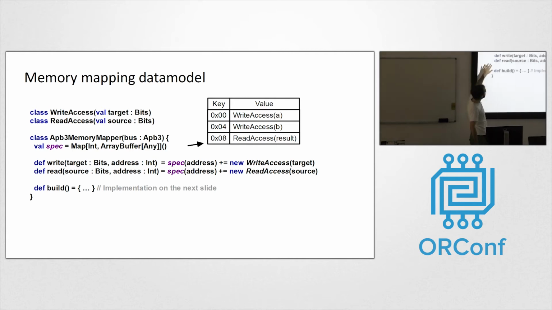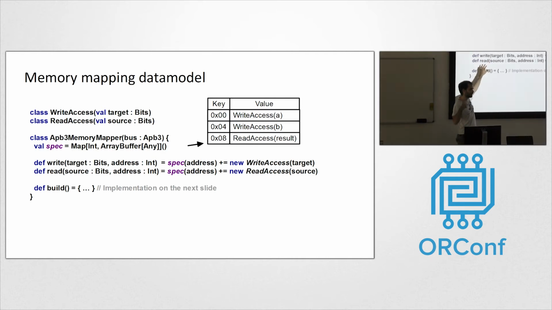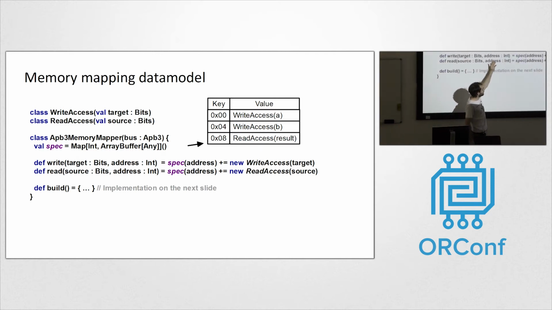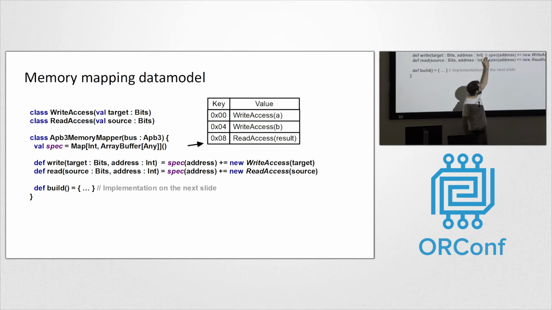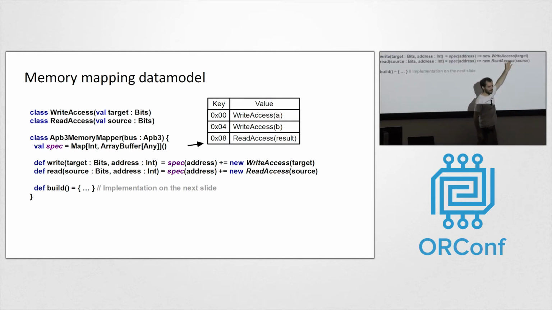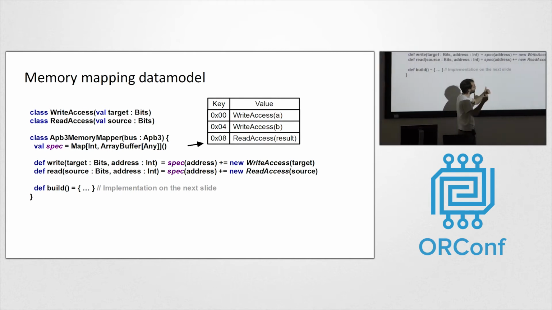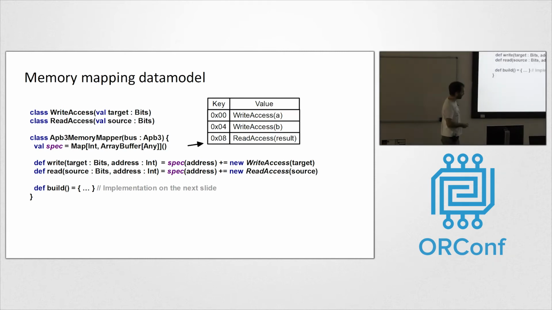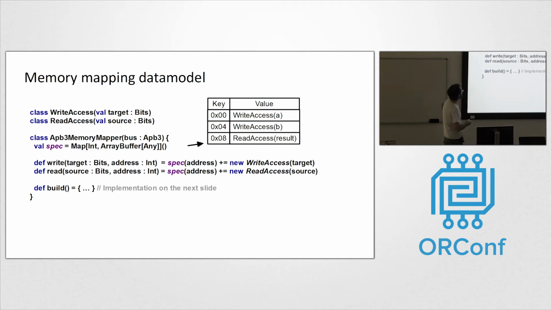Then, for instance, you implement the write function that I called just before in the previous slide, where you say which signal should be accessible at which address in write mode, and then you add in the specification for the given address a new write access. So you are building the model. When you call this function, you add things into the software model of your hardware. And then you need to implement the build function to translate all of this into real hardware, to infer it. So let's go to the build function.